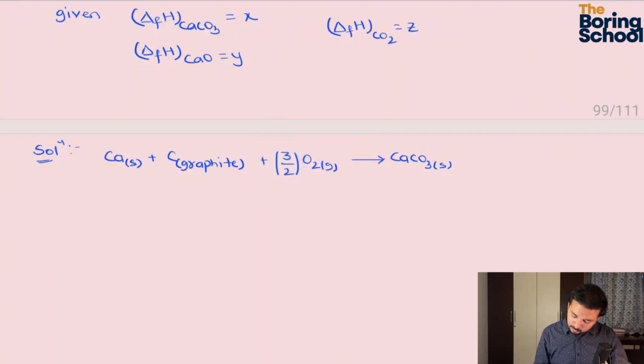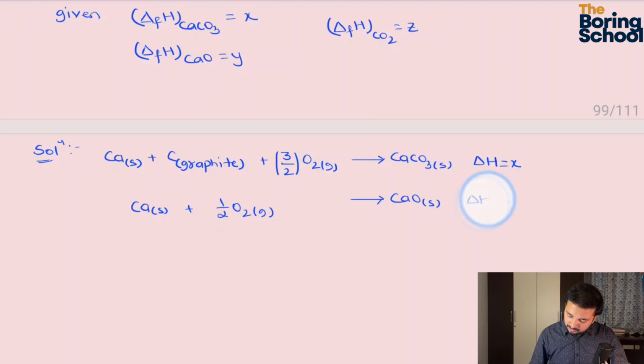So, 3 by 2 into 2 of oxygen O2, it will become 3. So this value they have given that delta H is equal to X. Same for calcium oxide, we can write calcium oxide solid. It is made up of calcium and oxygen. So we'll write the reaction calcium solid plus half of O2 gas is giving us calcium oxide solid, and delta H for this is Y.